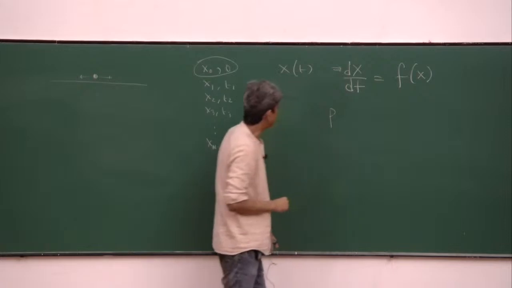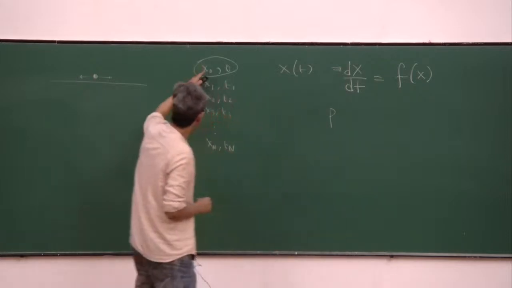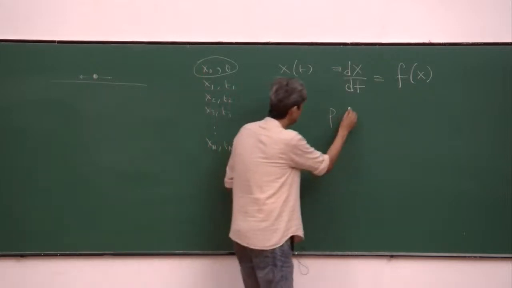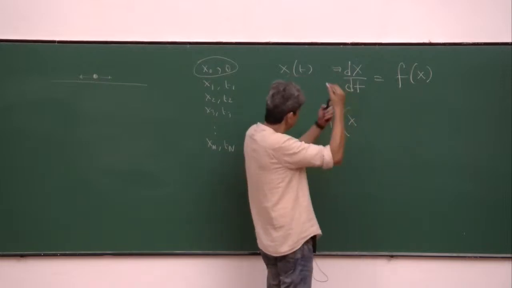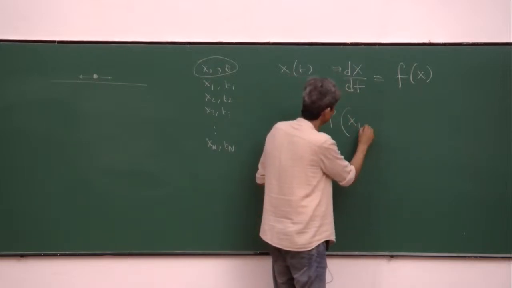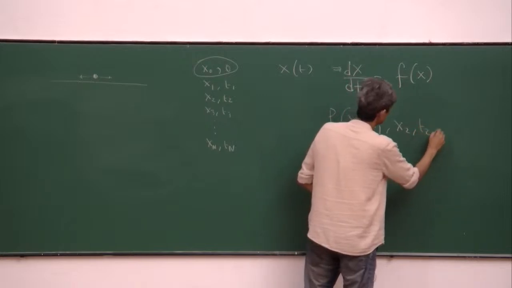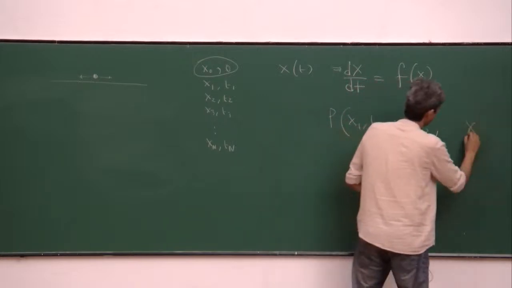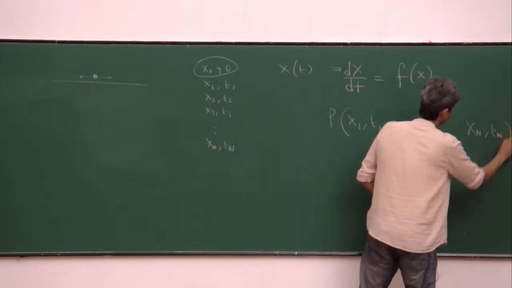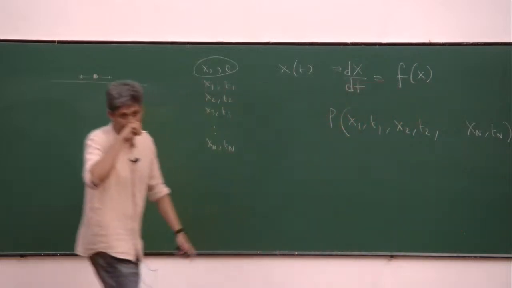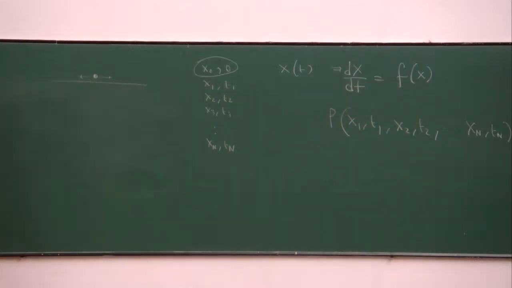you can ask, I know these values, what is the probability that at some time t1, the position was x1, at some time t2, the position was x2, and so on. So if you have any questions, please stop me.